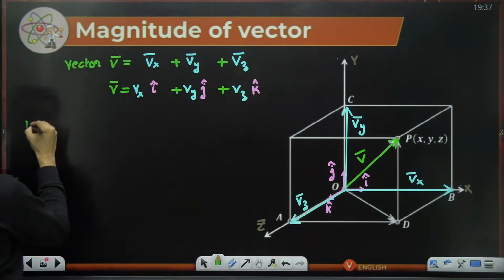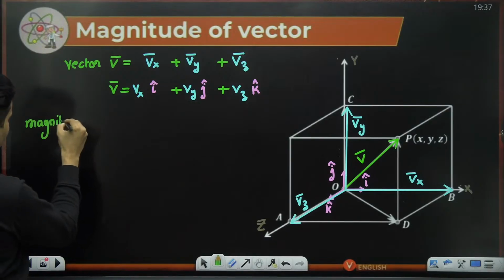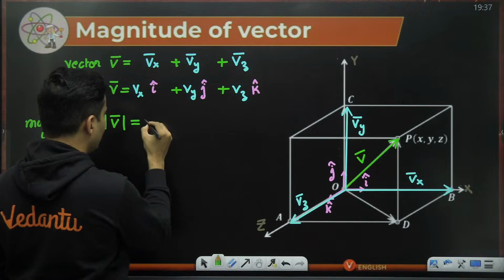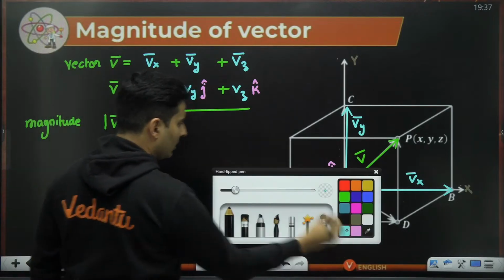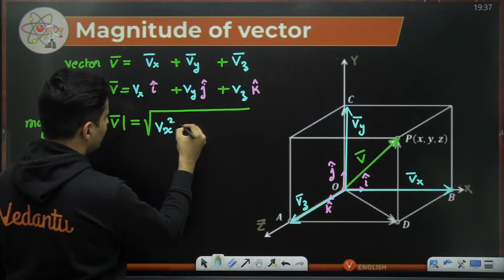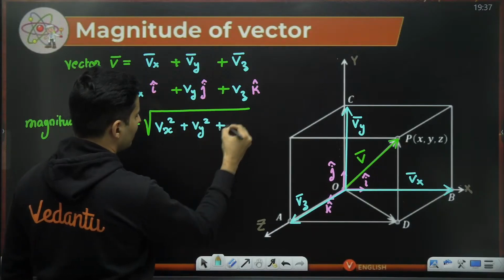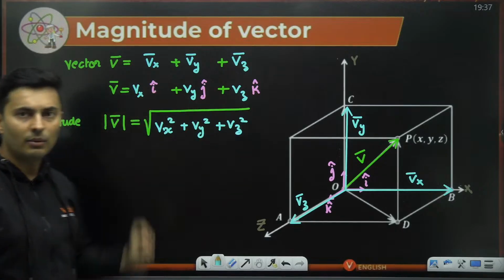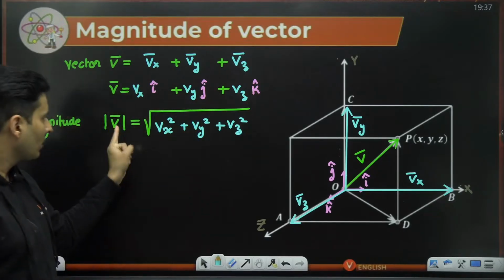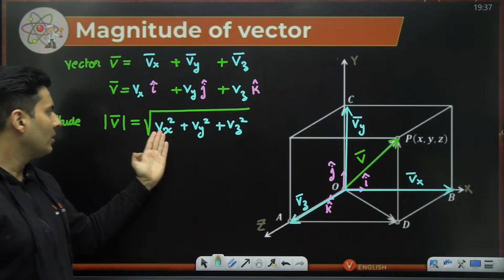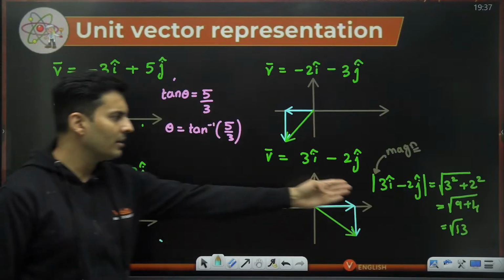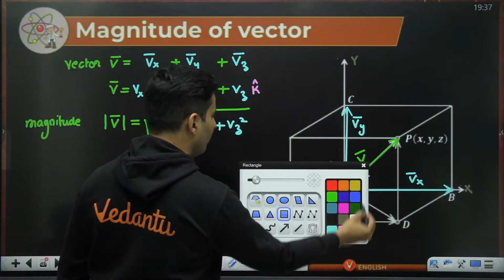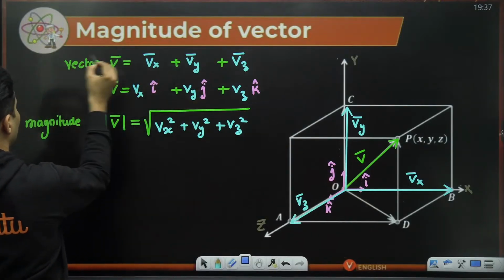The magnitude of the vector v bar will be simply you take the root of the squares of those components being added. Vx square plus Vy square plus Vz square. That's it. So this is how you represent the vector in unit vector notation, and this is the magnitude of the vector. Instead of just x square and y square, which we did over here, there will be three squares which will come. That's the only difference. So this is something which obviously everybody should remember.